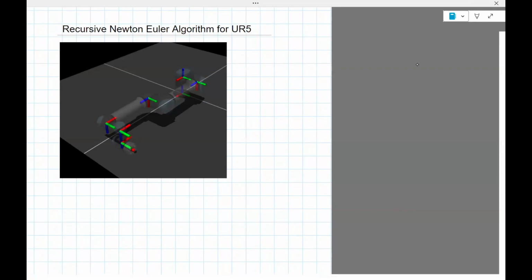Deriving the equations for the UR5 manipulator. So this is a figure of the UR5 manipulator with the body frame axes shown. Okay, so 6 links, 6 joints, which means that there'll be 6 equations of motion.